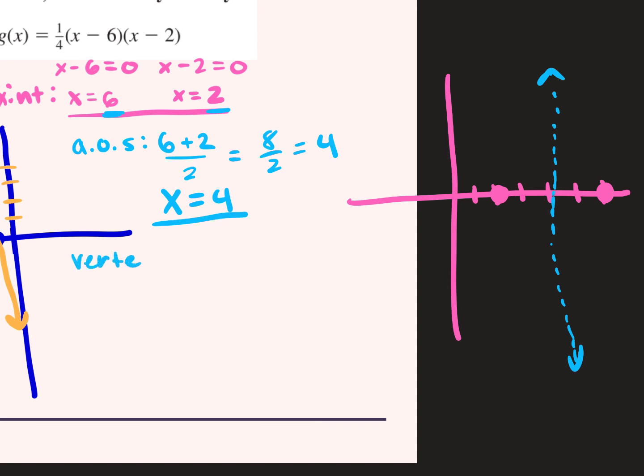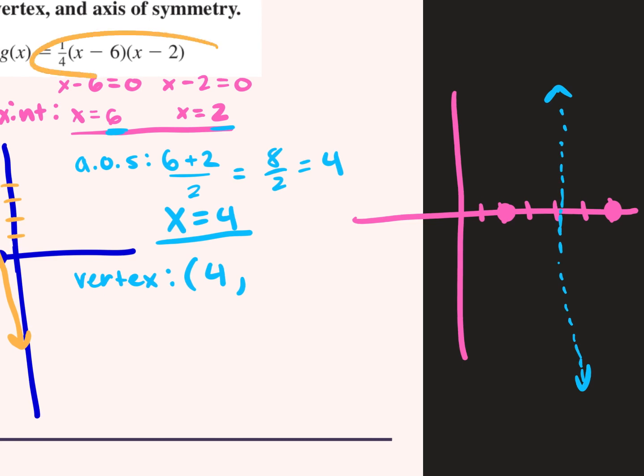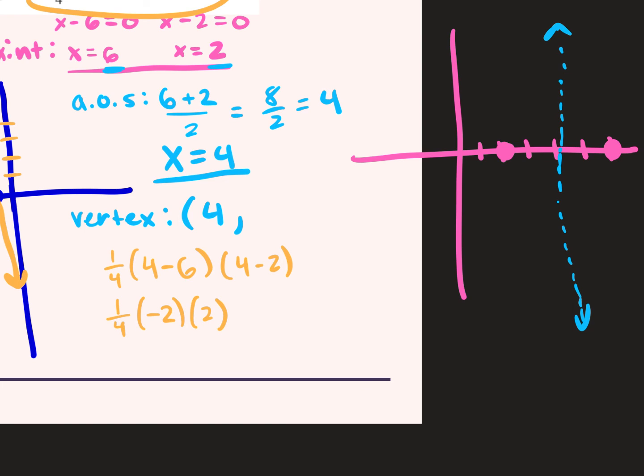Now how do I find my vertex? Perfect. The first number of my vertex is 4, and then to find the second number, we plug it into our equation that we started with. So this would be 1/4 times 4 minus 6 times 4 minus 2. So 1/4 times -2 times 2. I'm going to multiply the two whole numbers first. So -2 times 2 would be -4.